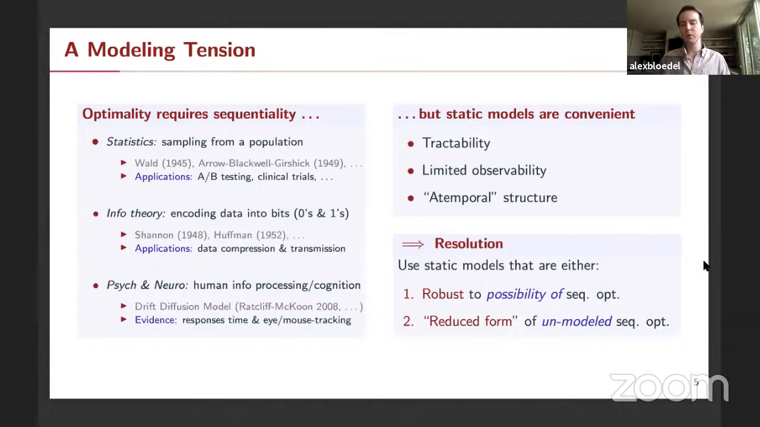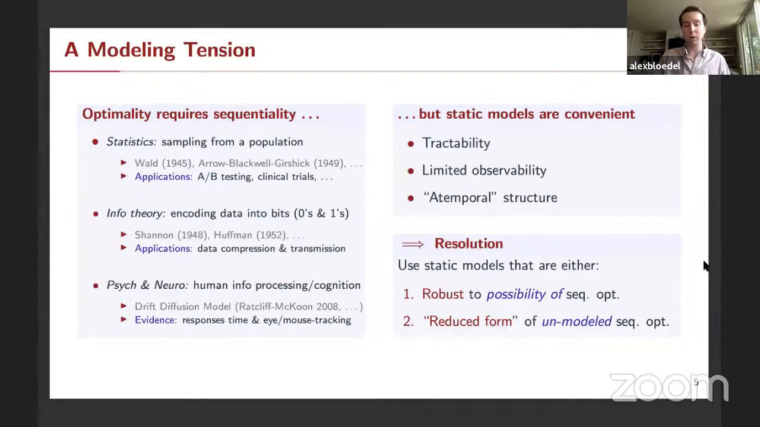So in essence, what we do in this paper is propose and then study the implications of a resolution to this tension. And the basic idea is that we should use static models for convenience, but the cost functions that we use in these static models should be disciplined by the fact that the agents in these models have access to larger sequential strategy spaces.